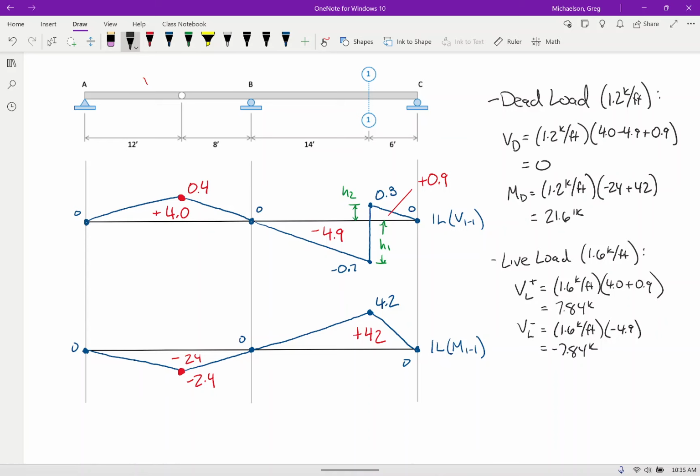So, how about moment? What's the worst case positive moment? 1.6 times 42. And what is that? By the way, that unit's going to be square feet, in case you're curious about that. 67.2.